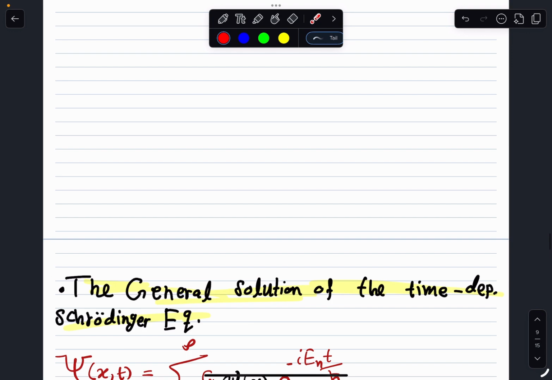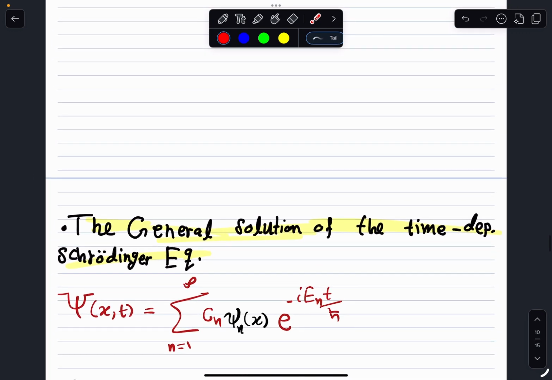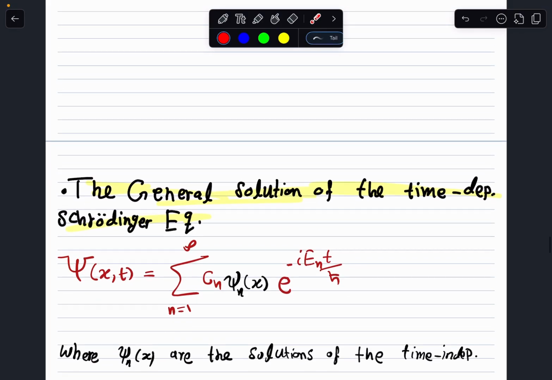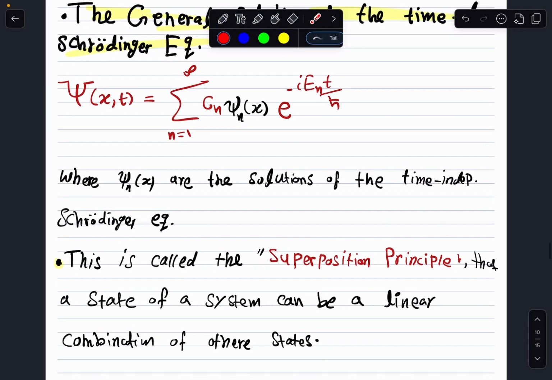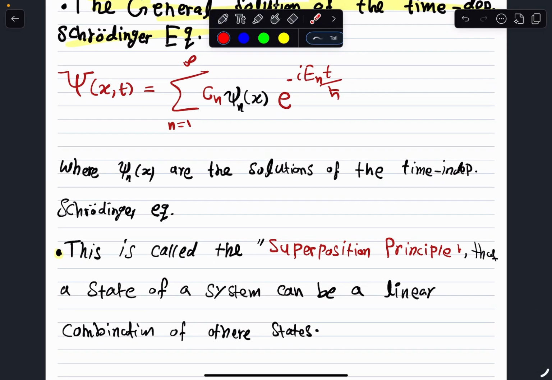So now we get the general solution, which can be written as a linear combination of each separable solution. Usually I denote it by n, because as we'll see, in most of the examples this n becomes a specific integer. So we'll have psi 1, psi 2, psi n, and for each psi we'll have, of course, a corresponding E, where psi n are the solutions of the time-independent Schrodinger equation.